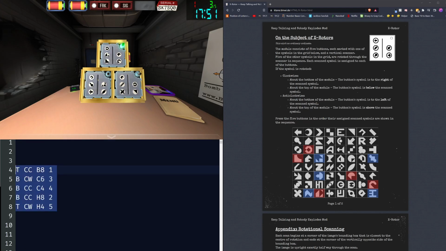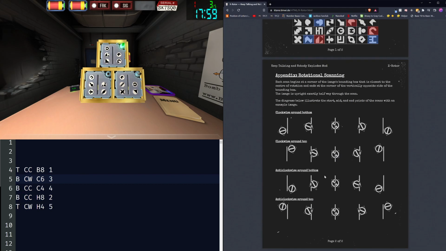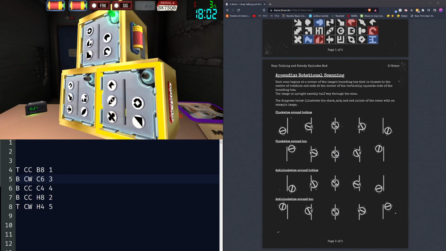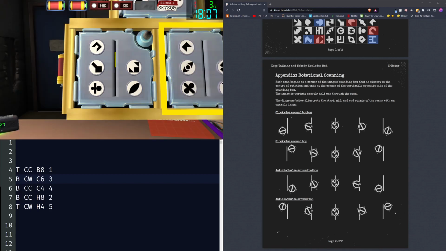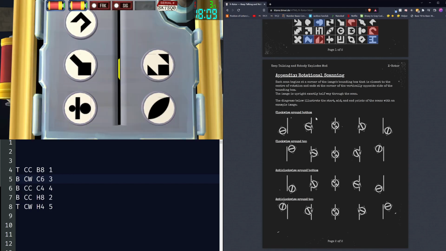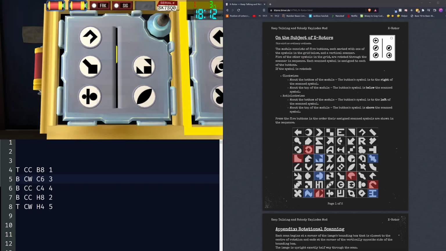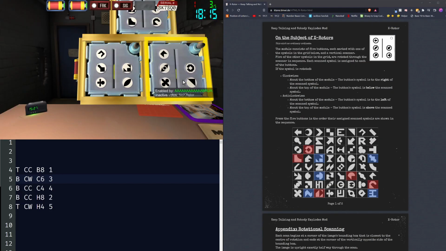That's how you do X-Rotor. Get good at reading the symbols. Figure out how the rotation works. Use the lines that I'm telling you about, use these lines you see up here. They're very useful for identifying the rotations. And then just get good at memorizing the symbols. And here's the greatest tip I can give you.